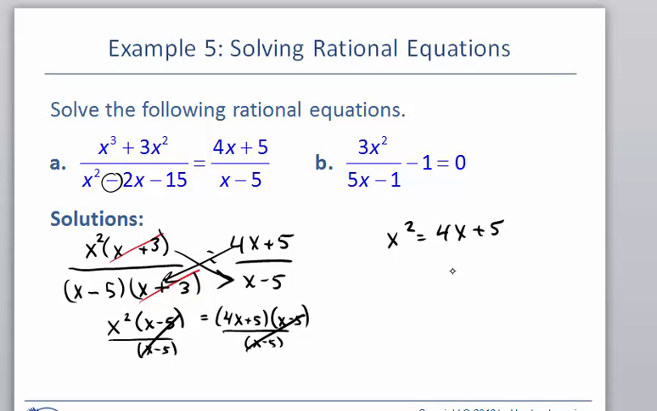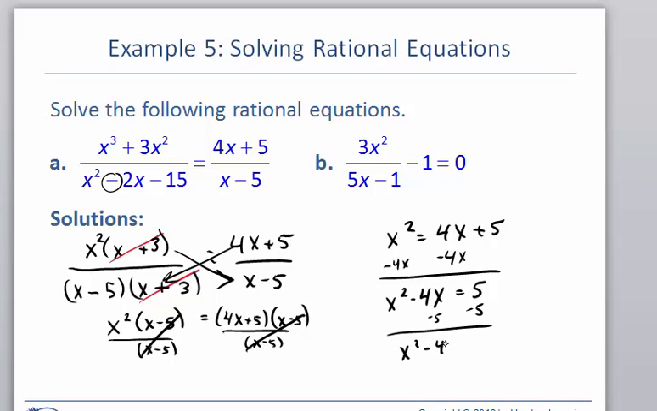which I note as being a quadratic equation. And I know that quadratic equations are most typically solved by factoring. So let's go ahead and put everything on one side. I'm going to subtract the 4x first. So I get x squared minus 4x is equal to 5. And then I'll subtract the 5. So x squared minus 4x minus 5 is equal to 0.